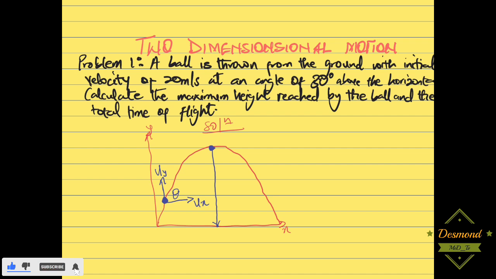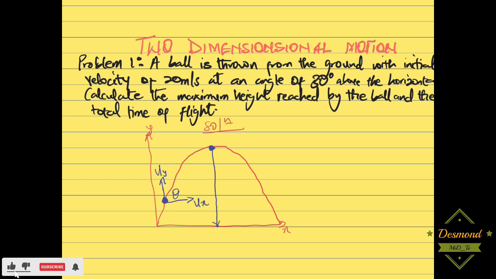So we have a ball thrown from the ground with an initial velocity of 20 meters per second at an angle of 30 degrees above the horizontal. Now we need to find the maximum height reached by the ball and the total time of flight. So when we get this type of question, what we need to do first is to break down the initial velocity into horizontal and vertical components using trig.